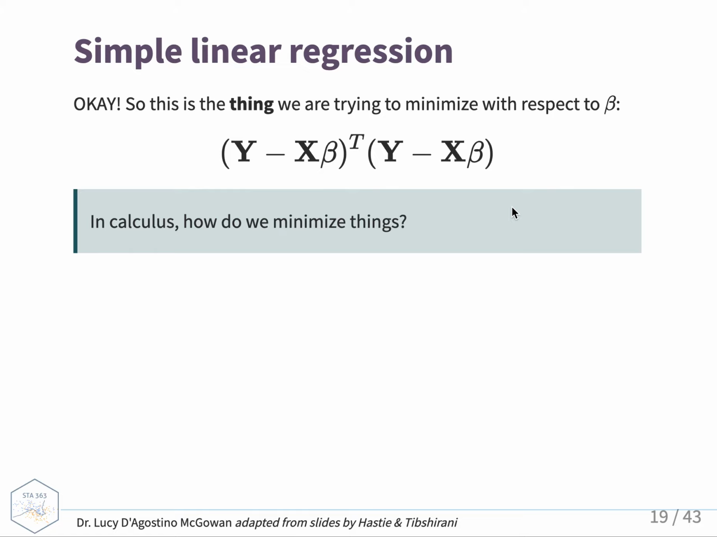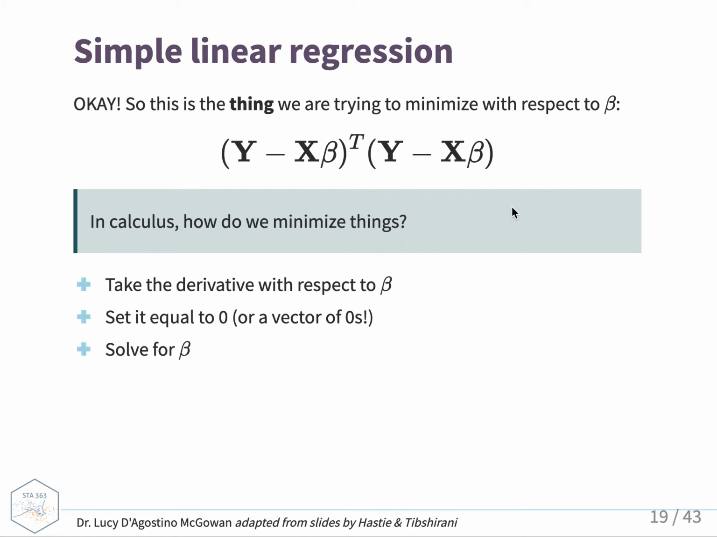In calculus, how do we typically minimize things? We take the derivative, and then we set it equal to 0. So in this case, because we're trying to minimize this quantity and the unknown here is beta, we're going to take the derivative with respect to beta, and then we're going to set that derivative equal to 0 or a vector of zeros, and then we're going to solve for beta. And so that's how we're going to get those beta hat estimates.